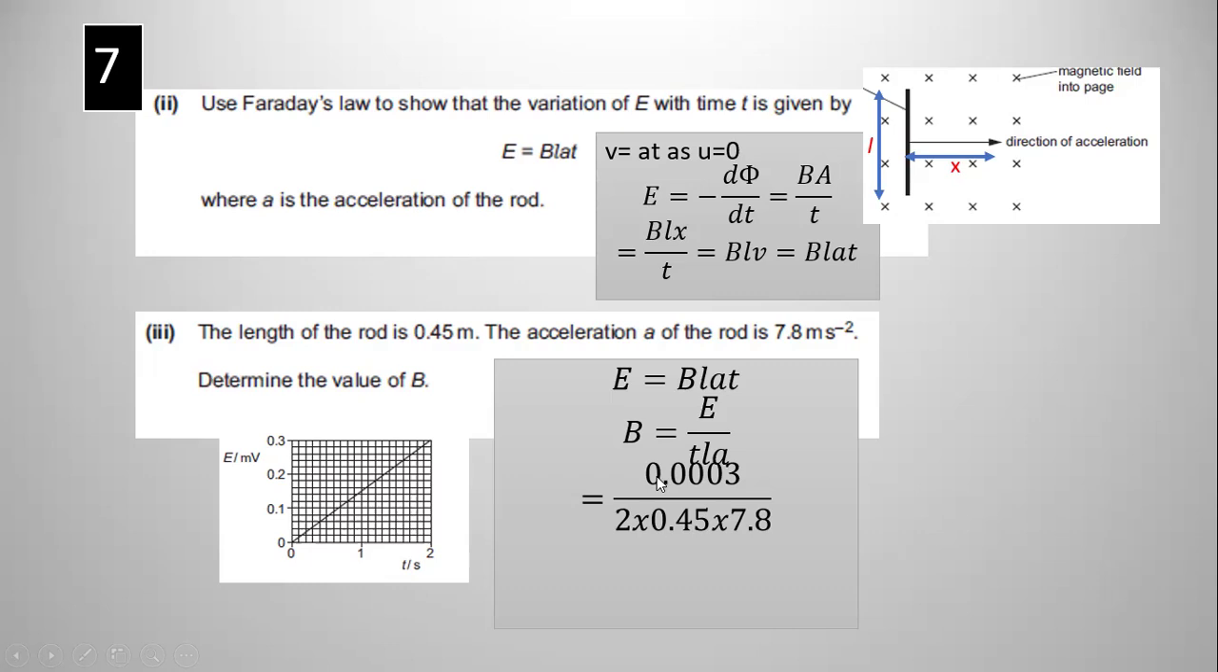Right? There's your 0.03 millivolt change to SI unit. And the time is 2. L is 0.45 meter. That's your speed. Acceleration, sorry, 10.8. Okay, out.